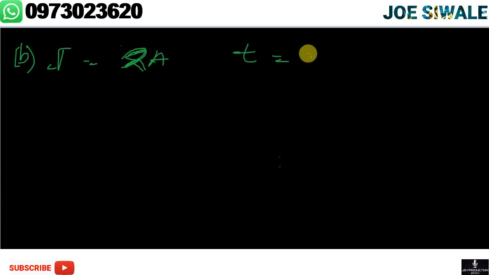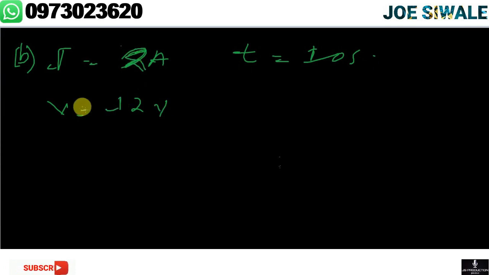So let us look at (b). (b) reads a current of 2 amps flows through it for 10 seconds. So I've been given a current of 2 amps, and time I've been given as 10 seconds, and I know that my voltage is equal to 12 volts.